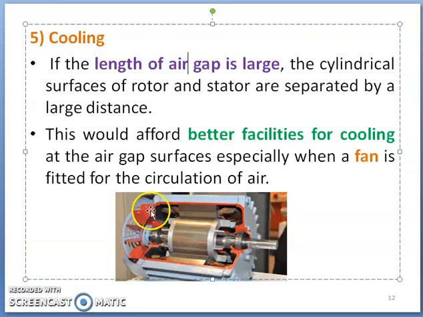Whenever fan is used for cooling, this will circulate air. With large air gap length, cylindrical surface of both rotor and stator are separated with large distance, and when machine runs, when a rotor runs, that will run fan, and fan will circulate air through air gap. So if length of air gap is large, that would afford better facilities for cooling at the air gap surface when fan is fitted for circulation of air. If length of air gap is large, then cooling effect will be better.